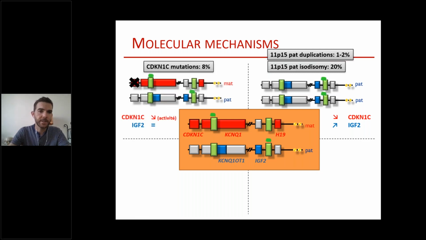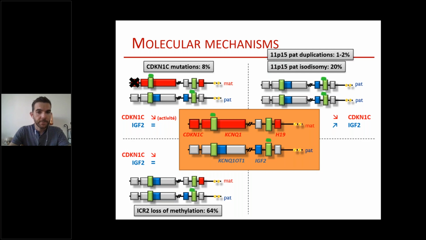The second mechanism is not an epigenetic defect, but is represented by loss of function mutations of the maternal CDKN1C gene. So this molecular mechanism is quite rare because it's identified in about 8% of the BWS patients, but this mechanism is the most frequent in case of familial cases of BWS, because in this case there is a mutation of the gene, and this mutation can be transmitted to the children.